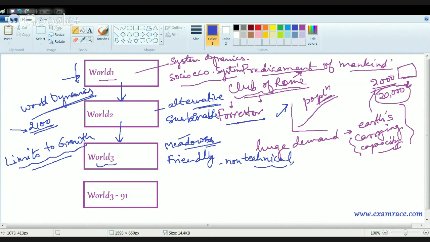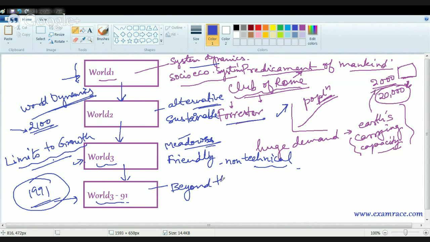Slowly and gradually, in 1991, the three people who did the World 3 study redid the study, and they proposed the World 3-91 model, under which they gave again the same concept propounded in Limits to Growth, World Dynamics and System Dynamics, but under the name of Beyond the Limits.